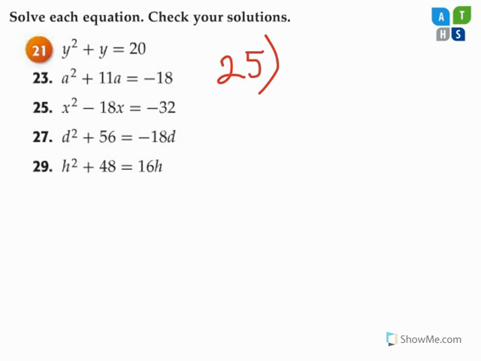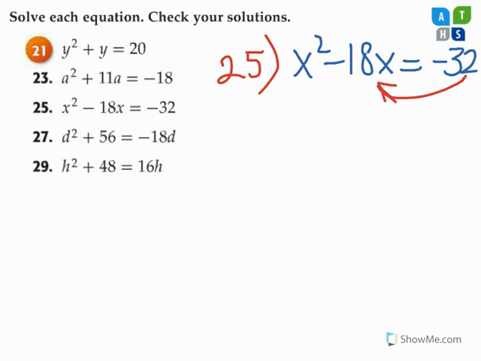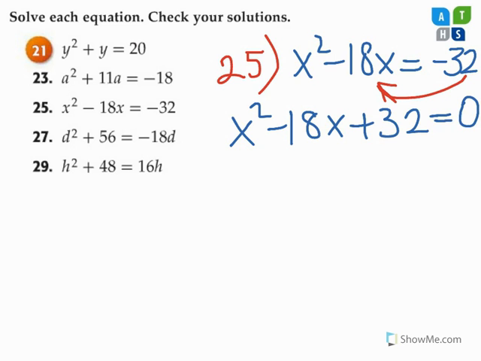In number 25 we have x squared minus 18x equals minus 32. Now, I have to take minus 32 to the other side so that the equation will be x squared minus 18x plus 32, because when you change the side, you change the sign, so it will be equal to 0. Now I can factorize this expression here and then solve for x, because my quadratic equation is now equal to 0.